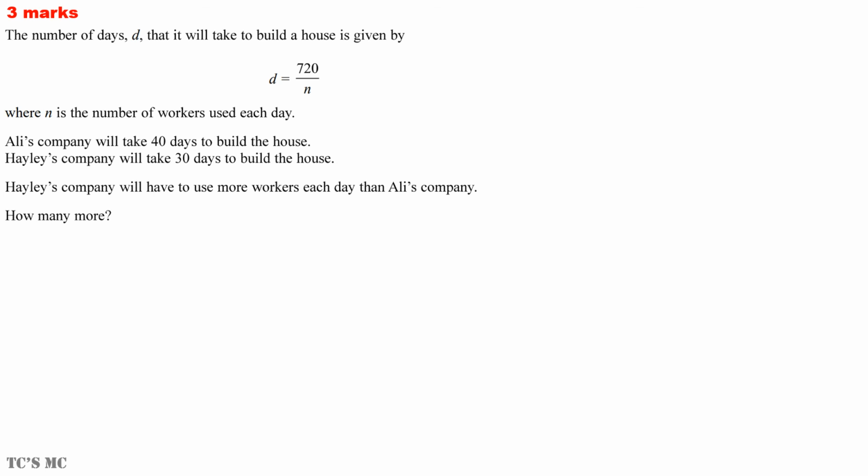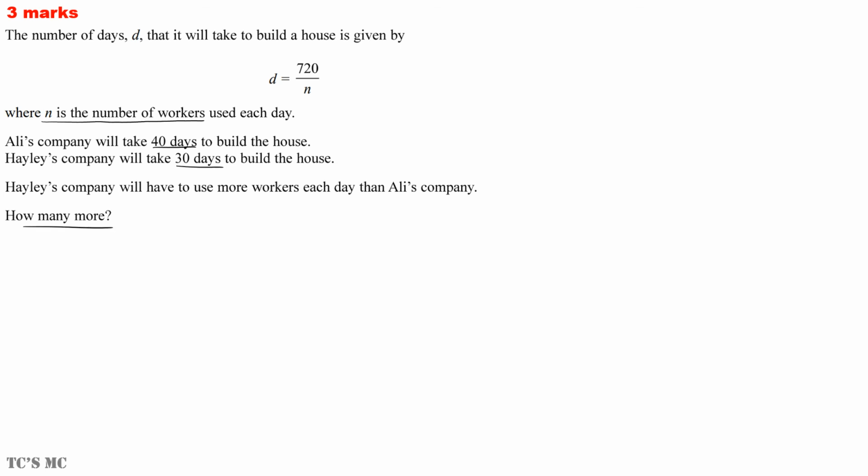The number of days D that it will take to build a house is given by D equals 720 over n, where n is the number of workers used each day. Ali's company will take 40 days to build the house. Haley's company will take 30 days to build the house. Haley's company will have to use more workers each day than Ali's company.